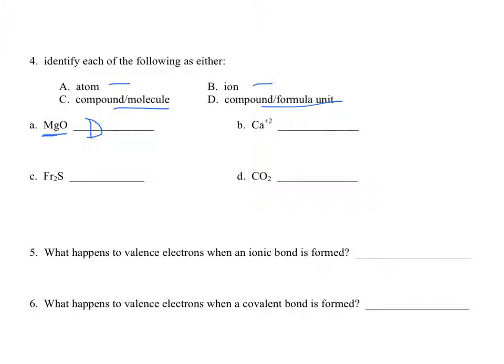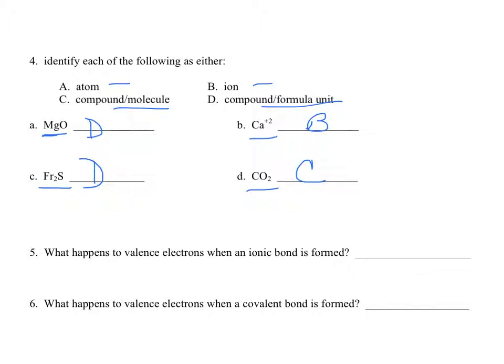And over here, calcium with a +2 charge. That's going to be B. It's going to be an ion because it's a charged particle. Fr2S for C down here, we are going to have that be D again because this is francium, and that is a metal. And so it's going to be a formula unit. And over here we have CO2, and that's a covalent compound, carbon and oxygen, and so it's going to be C, a molecule.